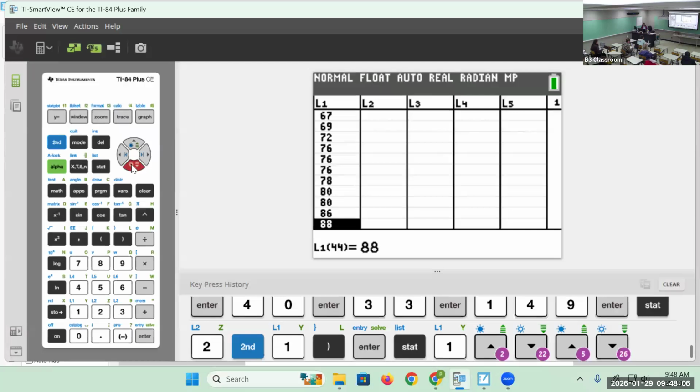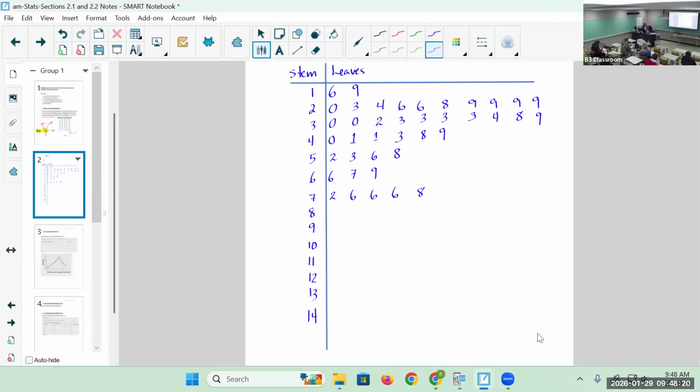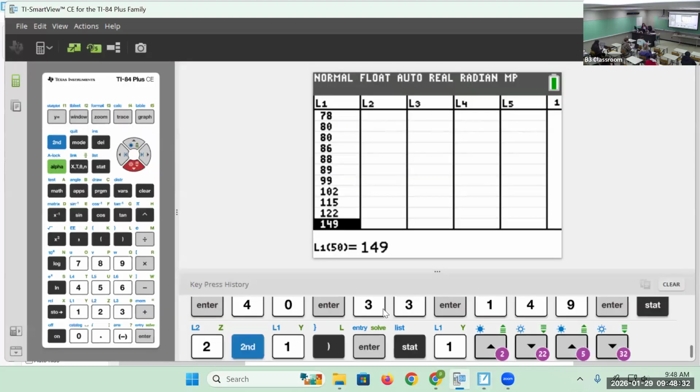I'm going to scroll down because I don't know that I have all the 80s in there. Okay, so it looks like I have 5 80s. So I have 2 80s, so I put 2 zeros, 186, 188, and 189. And then I just have one of each after that. I have a 99, 102, 111, 122.